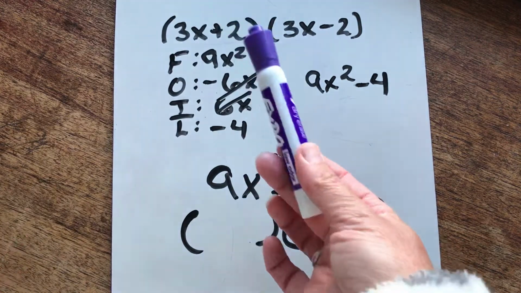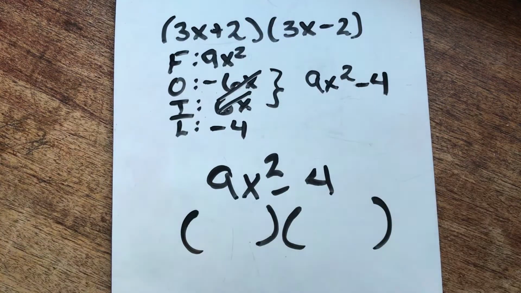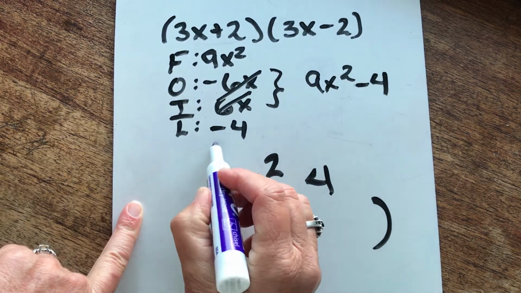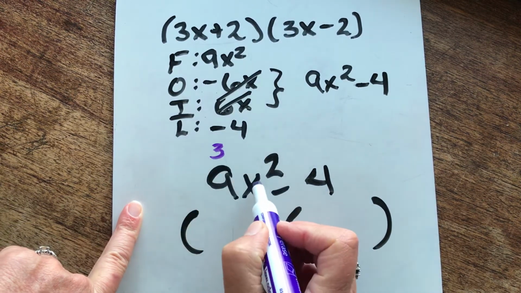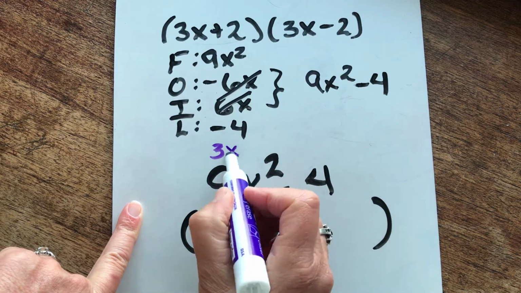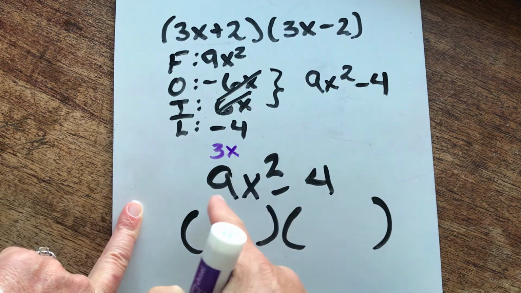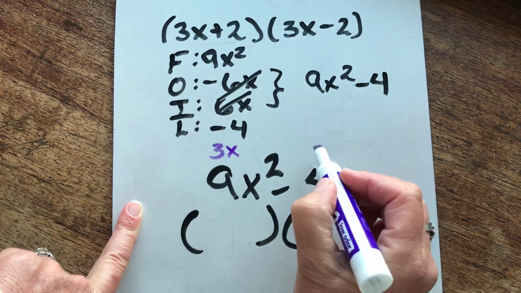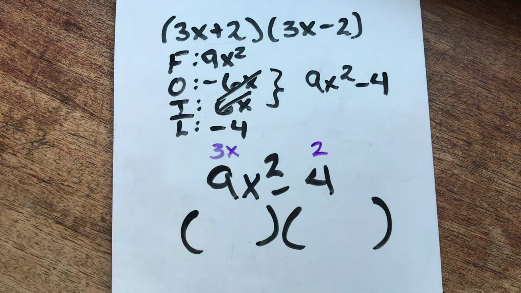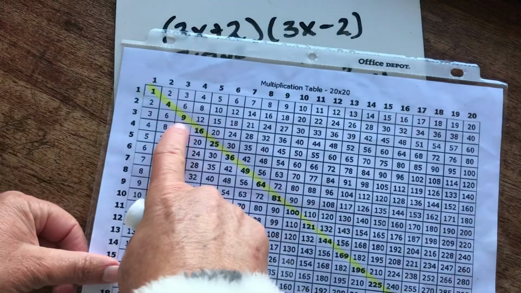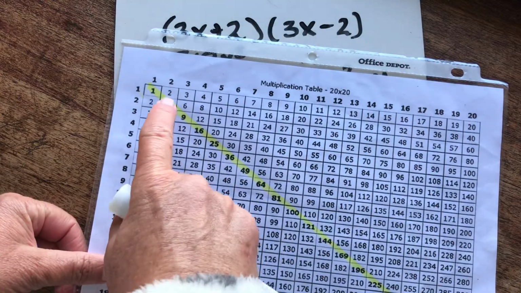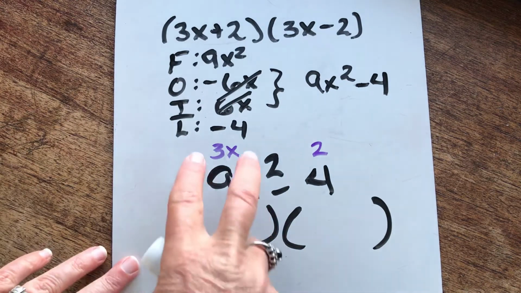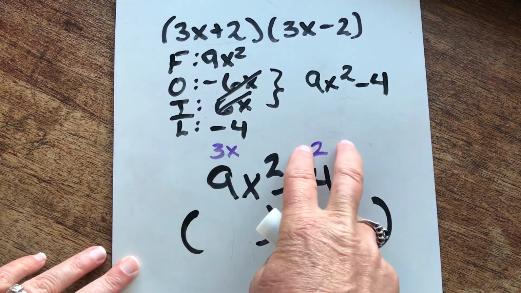So here's what I do. First, I'm using a different color. I'm like, what two numbers would give me 9? Well, that would be 3. What two numbers or what two letters give me x squared? That would be x. So the square root of this is 3x, and the square root of 4 is 2. So if we looked at our multiplication chart, 9 is 3 and 4 is 2. And how do we come up with our final answer? We take that and that.